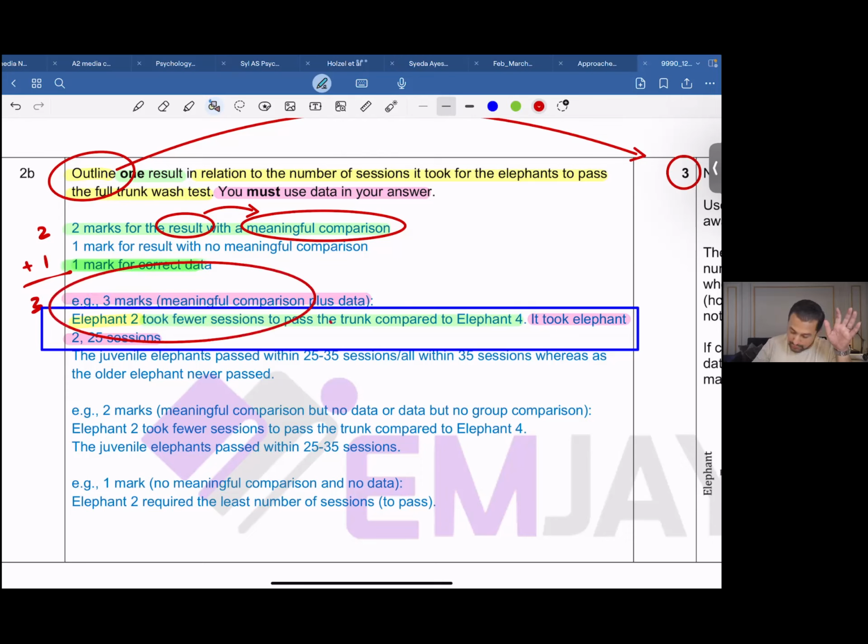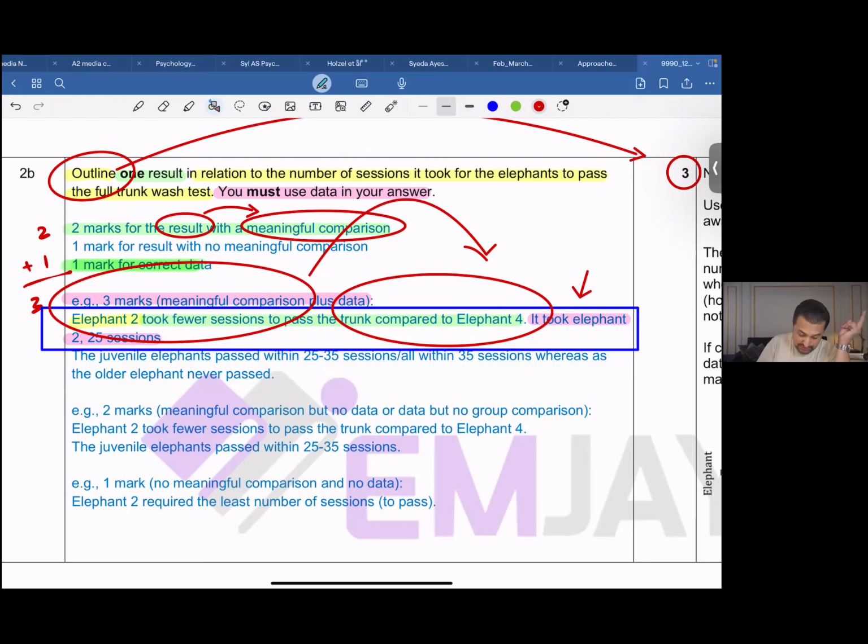This, as compared to this, is a meaningful comparison, right? I hope this annotation isn't confusing you here. I'll just clean it once you've understood it. So elephant 2 took fewer sessions to pass the trunk compared to elephant 4. This is how you're scoring 2 marks, right? And this is the data part. It took elephant 2 25 sessions.